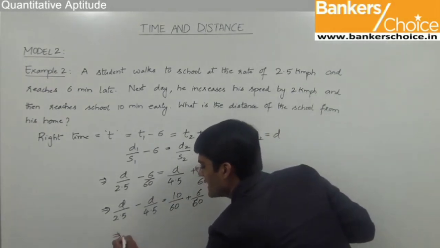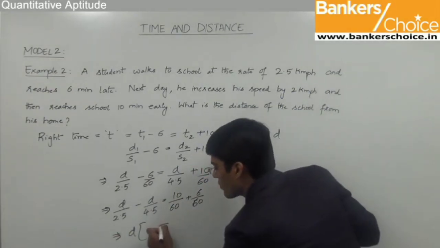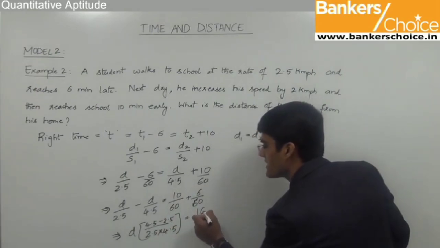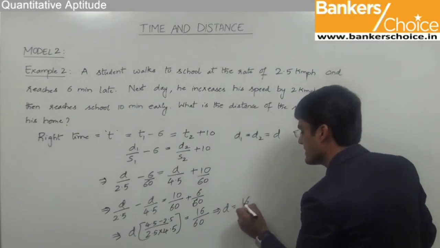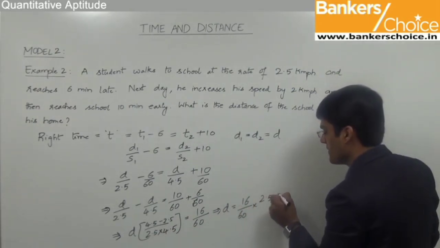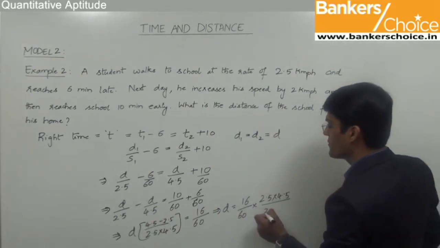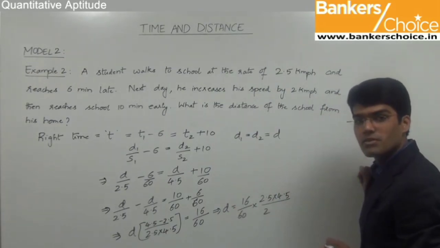So from this we can take d common, and if we take the LCM here we get 2.5 into 4.5. So 2.5 into 4.5, and in the numerator we have 4.5 minus 2.5, and this side we have 16 by 60. So from this d will be equal to 16 by 60 into, this goes on the other side, 2.5 into 4.5 divided by 4.5 minus 2.5, which is 2. Now, by simplifying this equation, we can get the distance between the school and the home.